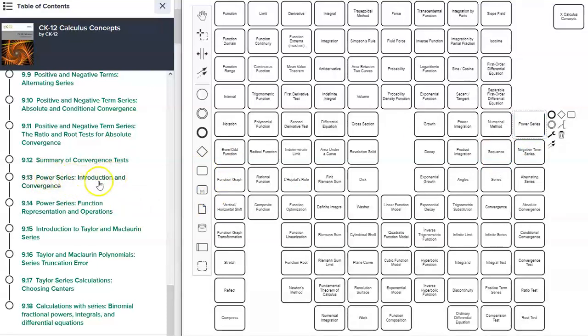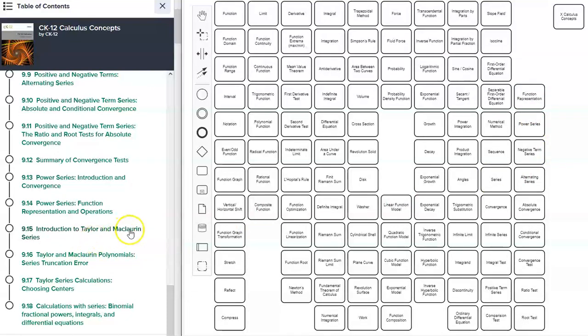And they're just introducing it, and they're talking about convergence again. Function representation and operations related to the power series. You know what? Let's get this representation concept down. What does function representation entail? Okay, here we go. We have more series.